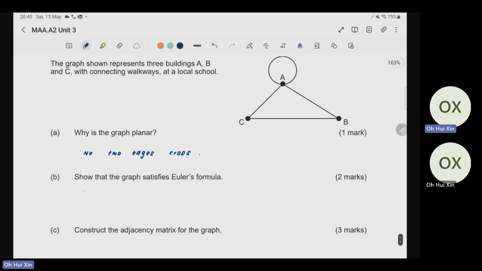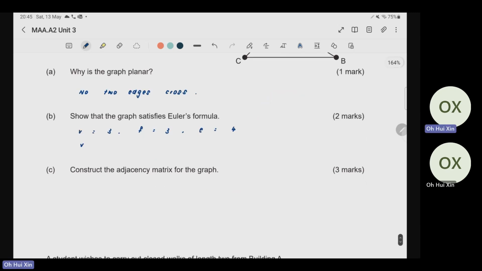Same thing, every time write down your V, write down your F, write down your E. So V, 1, 2, 3, you have 3 vertices. Faces inside got 2, outside 1, so total 3. Number of edges, 1 for the loop, then 1, 2, 3, 4. So total 4 edges. Now we fit into Euler's formula. V plus F minus E equals 3 plus 3 minus 4, and you can see that you get 2. This is how you verify Euler's formula.